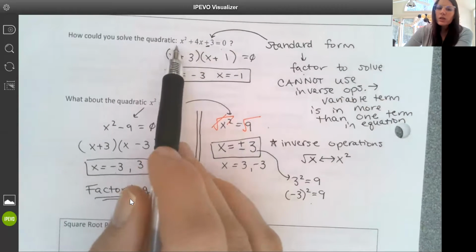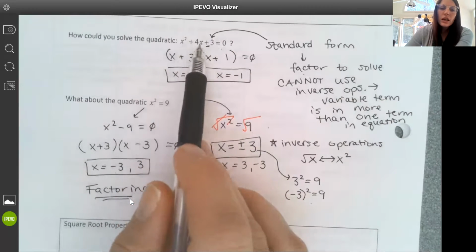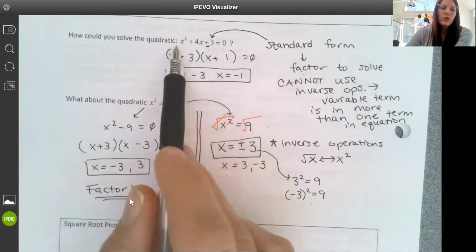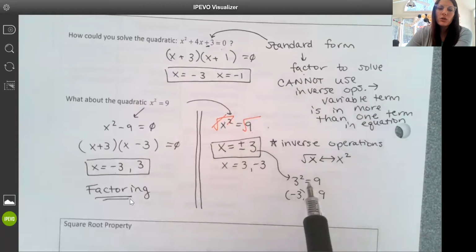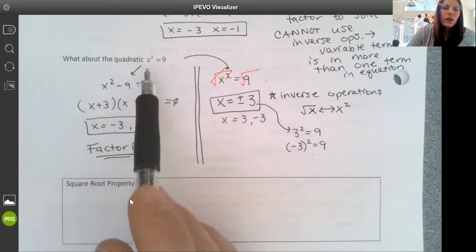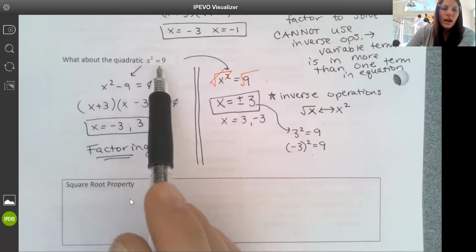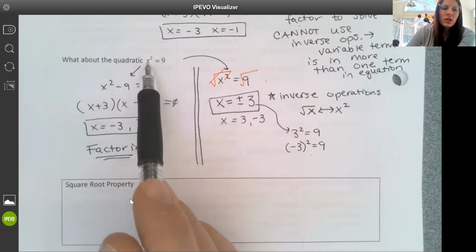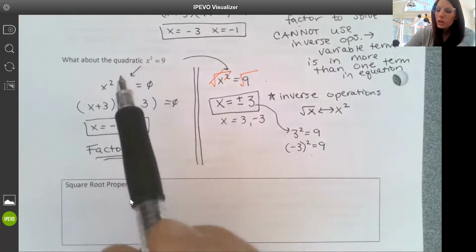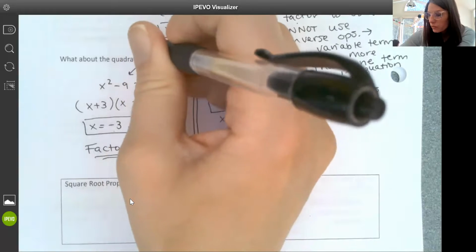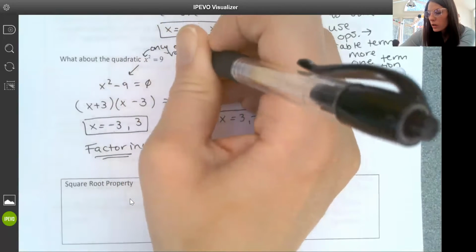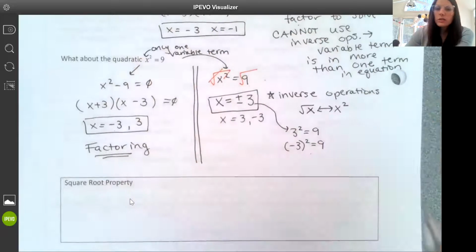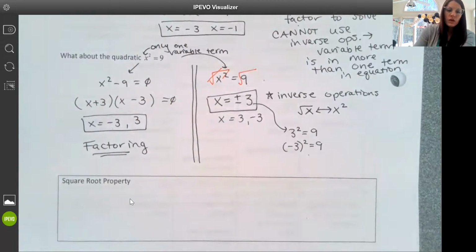Okay, meaning I have x squared and I have x. So I can't isolate x because I have that variable term appearing more than once. I can't use inverse operations to solve here. But here I only have x squared. So I can just isolate x because I only have my variable term once. Only one variable term in this equation, okay?